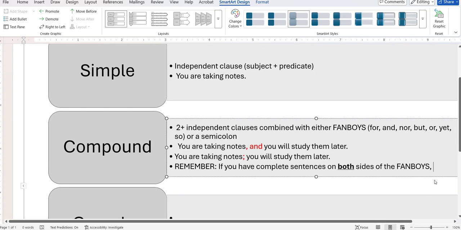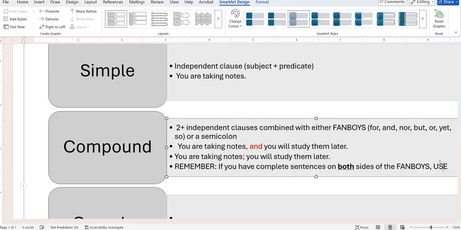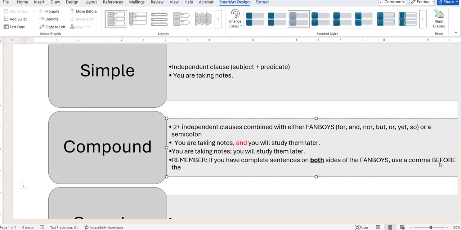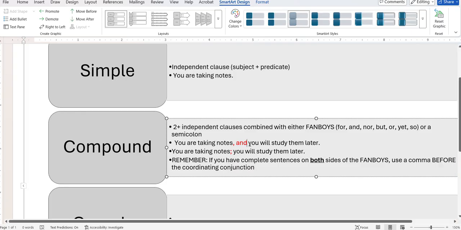Try and shrink it out before it will let me. Use a comma before the coordinating conjunction. So that's what I have up here, comma and.